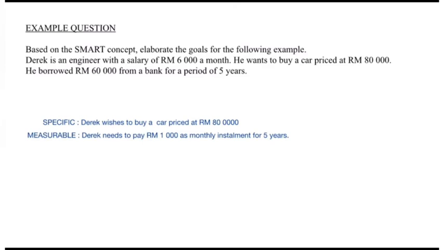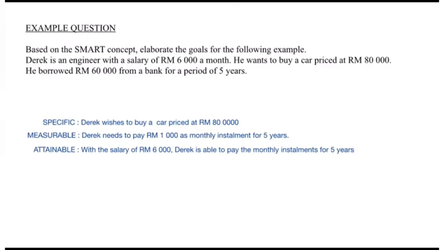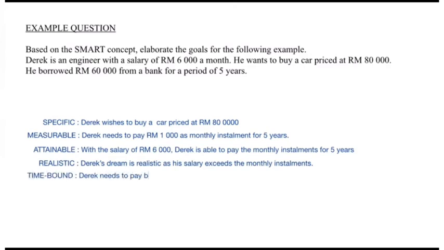Next, attainable, the possibility of success. So, with a salary of 6,000 ringgit, Derek is able to pay the monthly installment of 1,000 ringgit. Next, realistic because his salary exceeds the monthly installment. And lastly, T, time-bound because Derek needs to pay back his loan in the period of 5 years.